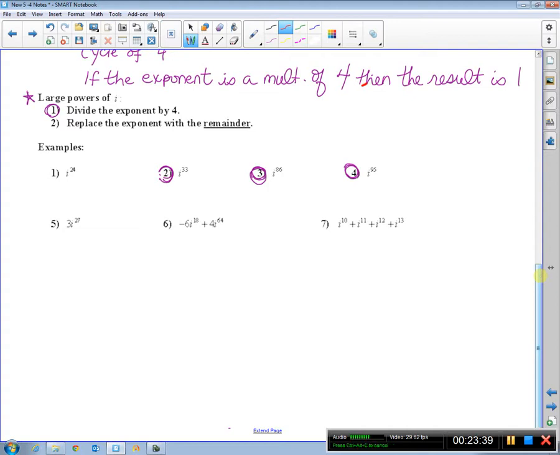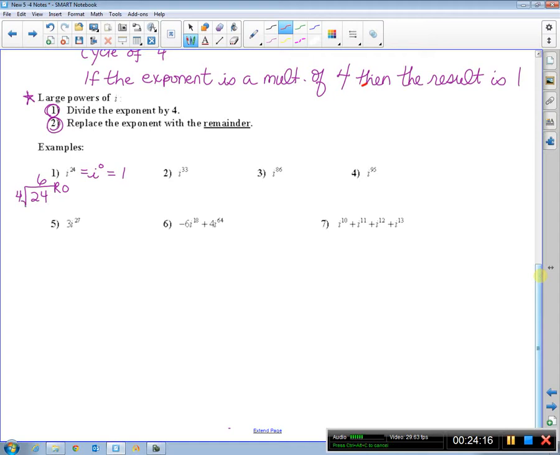Very nice. So the method to handle these bigger exponents is to take the exponent divided by 4. If we have no remainder, we know that it equals 1. If we have a remainder, we rewrite it with that remainder. Let's try it. Number 1, our exponent is 24. So 24 divided by 4, 4 goes in 6 times, and there is no remainder. So this is the same as i to the 0, which equals 1.